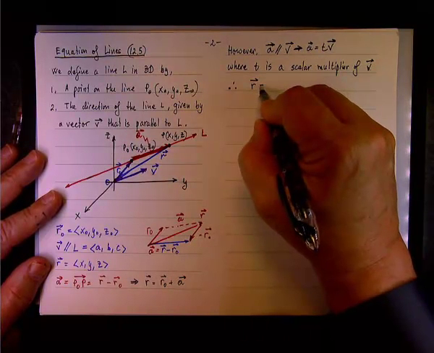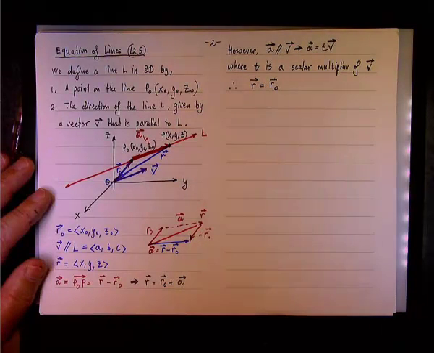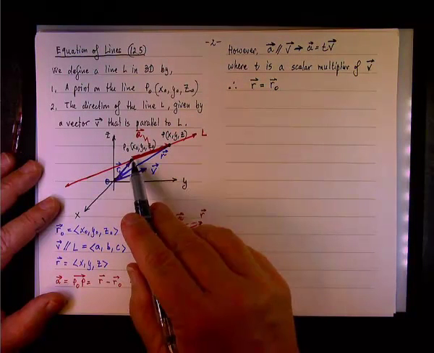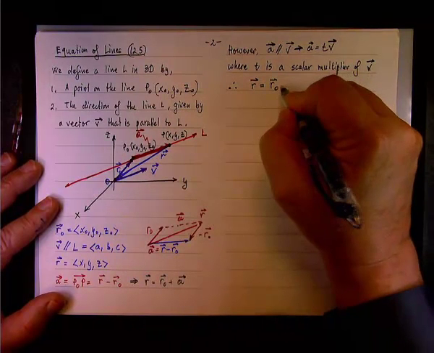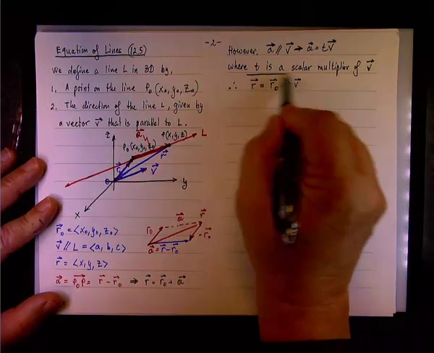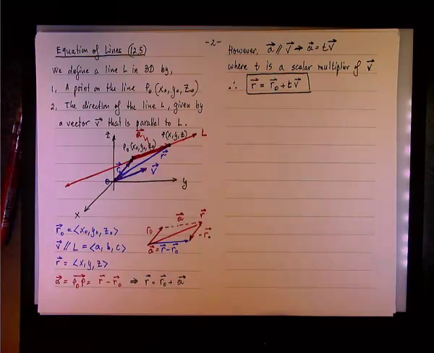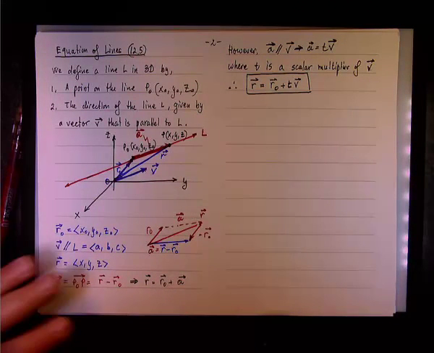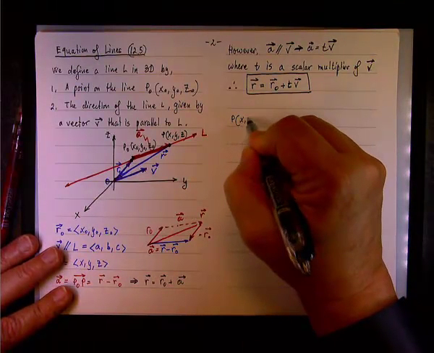So the conclusion is we have one representation of this line as a vector. We're going to say that R will be the specific position vector, R sub 0, R naught, corresponding to that given point, P sub 0, plus some scalar T times the direction vector, a vector that is parallel to the line. And this is what we have here.